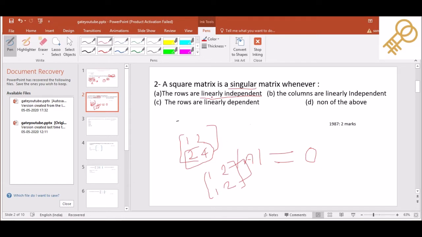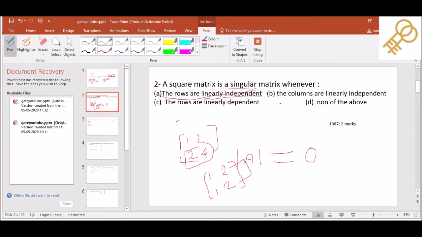So here they are talking about independent. When can you say that a matrix is a singular matrix? Singular matrix means whose determinant value is 0. The first option can be eliminated easily, because if the rows or columns of a square matrix are linearly dependent, then the determinant of the matrix becomes 0. But the option they have given is independent, so this option can be eliminated.